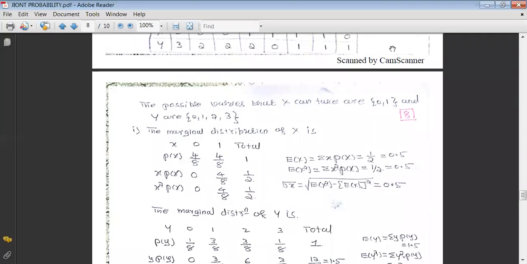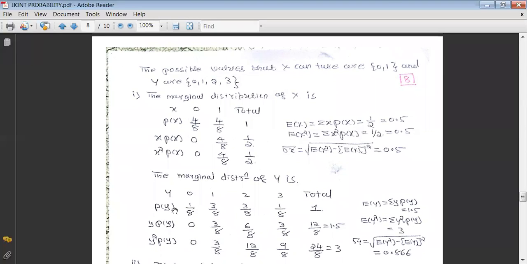Now, among the values of y, let us see how many times it will take the value 0. Therefore, 0 can be observed only once. That's why its probability is 1 by 8. Now, 1 can be observed in the values of y list 3 times. Its probability is 3 by 8. Now, 2 again can be observed 3 times. And 3, it can be observed 1 time. Therefore, these will represent the corresponding probabilities of y. With the basic concept of probability, we have written this, that is, probability is given by favorable by total. Again, the total of the marginal probabilities is equal to 1.